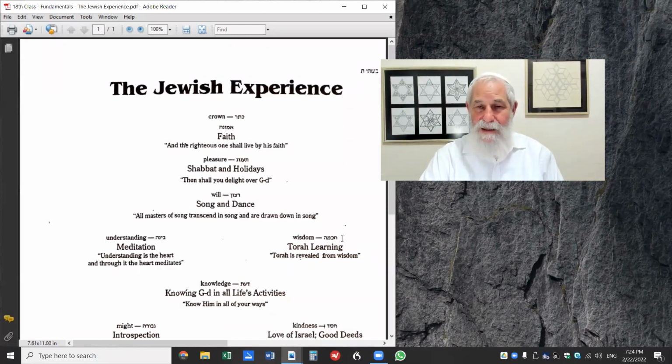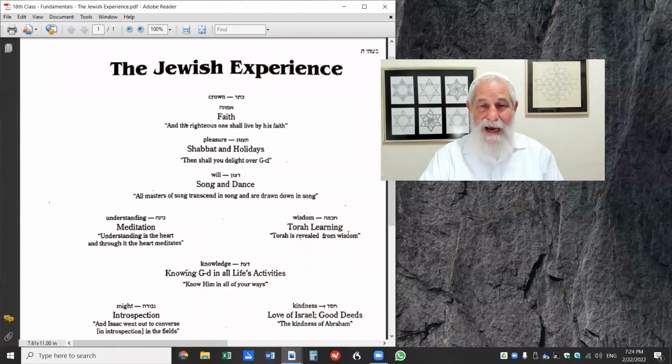Here in wisdom, chochmah. So this is an obvious thing. It's Torah learning. And the verse here is from the Zohar. Torah is revealed from wisdom. Oraita mechochma nafkat. Torah comes out of wisdom. So this is an obvious idea.